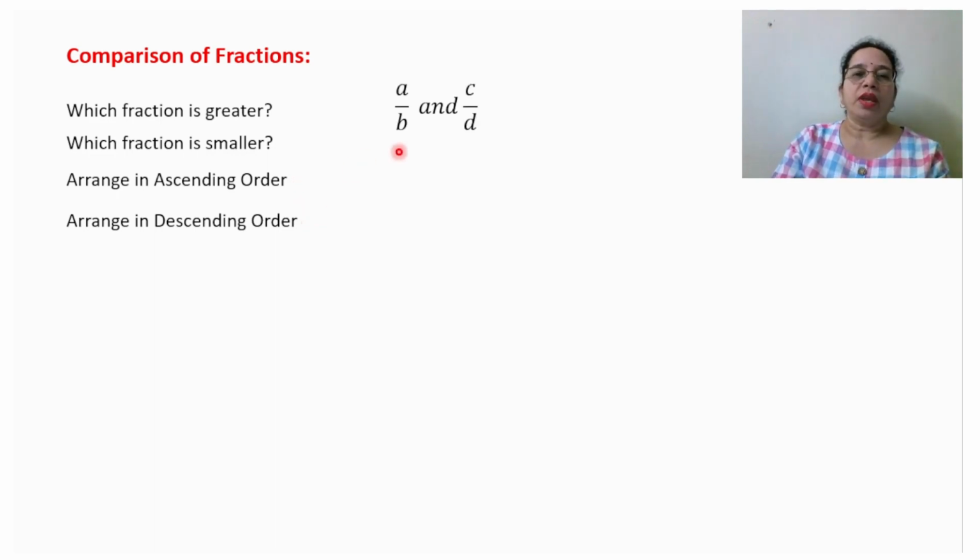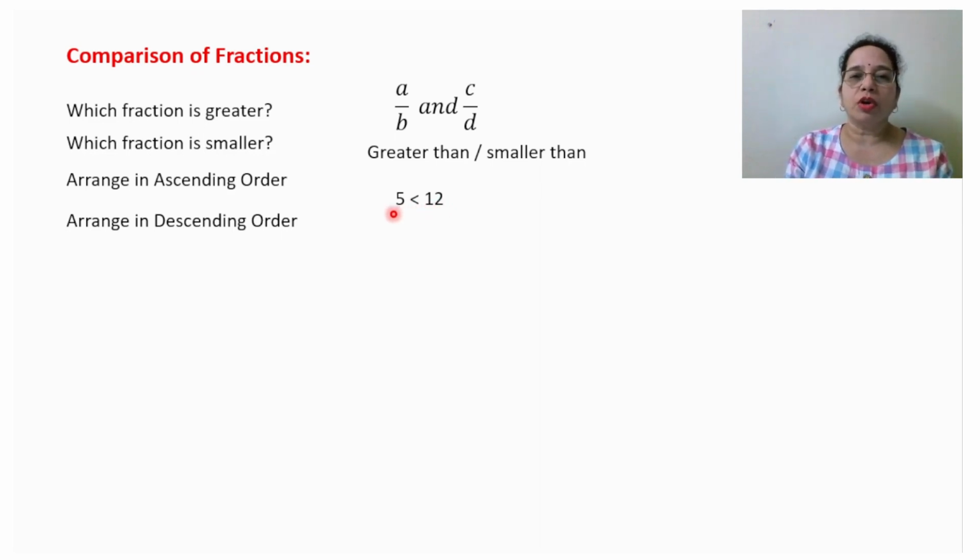So here if A upon B and C upon D, these are the two different fractions, then we can find out which one is greater or which one is smaller. And the sign for greater than and smaller than is the same, only the way of saying is different. Here we can see that 5 is smaller than 12, or we can say that 12 is greater than 5. So the symbol for smaller than and greater than is the same, only the way of saying is different.